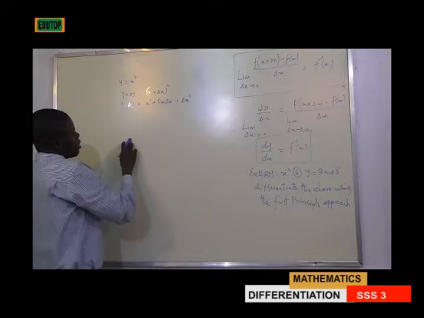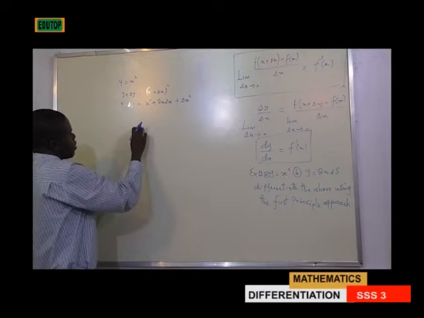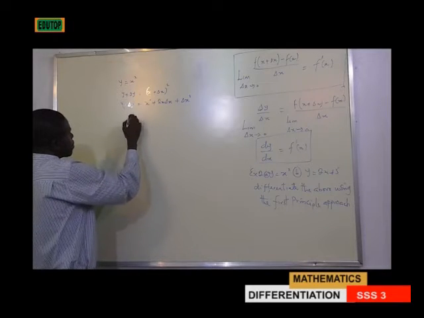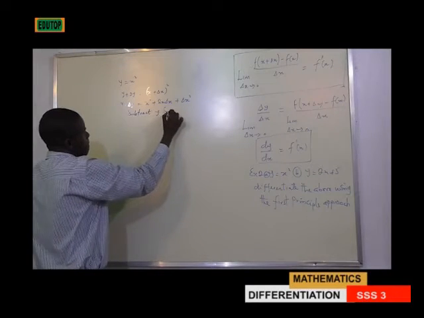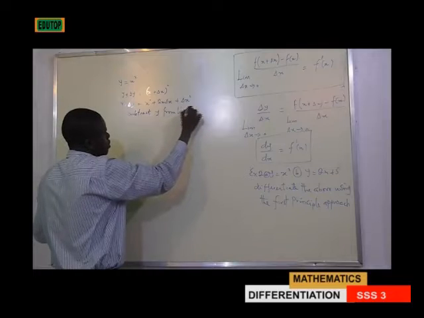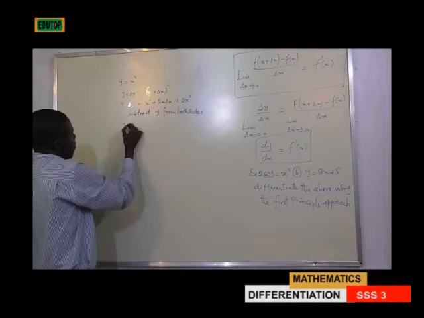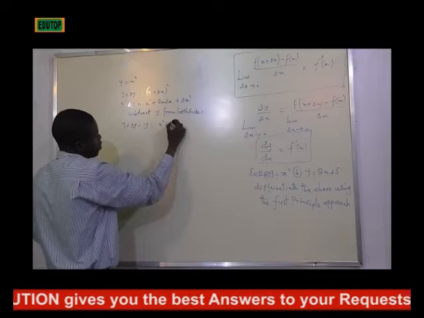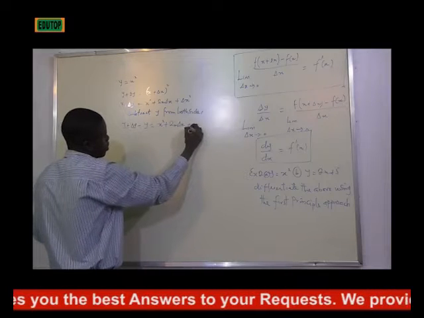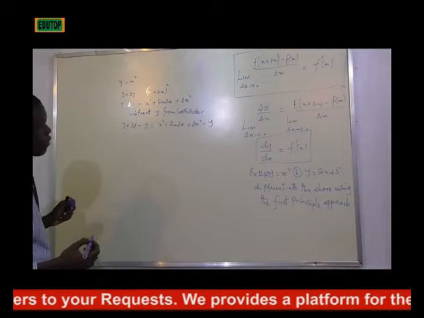Then the next thing to do is to subtract y from both sides. I want to subtract y from both sides. So what am I saying? So I have y plus change in y minus y equals x squared plus 2x change in x plus change in x squared minus y. So that is what I have done.